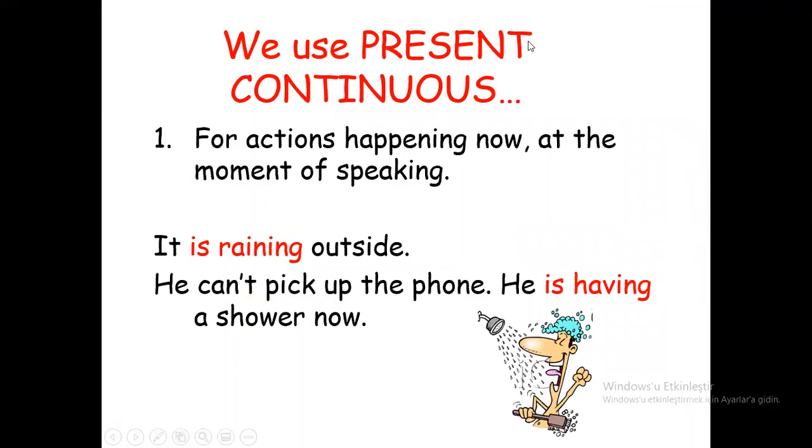When do we use present continuous? For actions happening now at the moment of speaking. Like what? Like it is raining outside. We can see it. It is raining. Or he can't pick up the phone. He is having a shower now. Now is our clue because it's happening now.